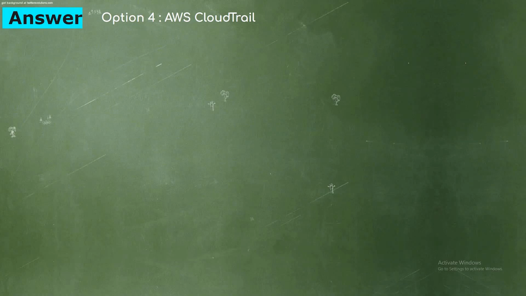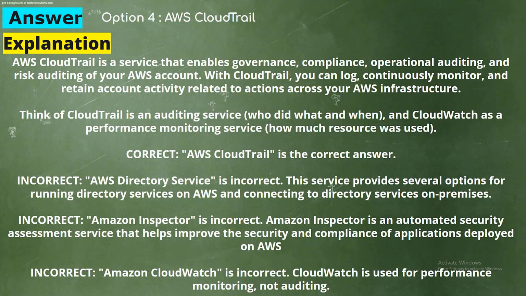AWS CloudTrail. Explanation. AWS CloudTrail is a service that enables governance, compliance, operational auditing, and risk auditing of your AWS account. With CloudTrail, you can log, continuously monitor, and retain account activity related to actions across your AWS infrastructure. Think of CloudTrail as an auditing service, who did what and when, and CloudWatch as a performance monitoring service, how much resource was used. Correct. AWS CloudTrail is the correct answer.